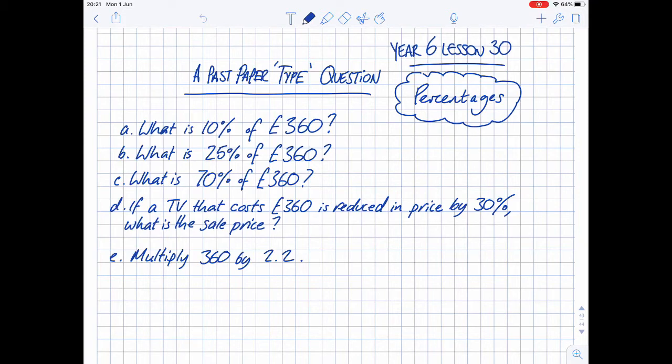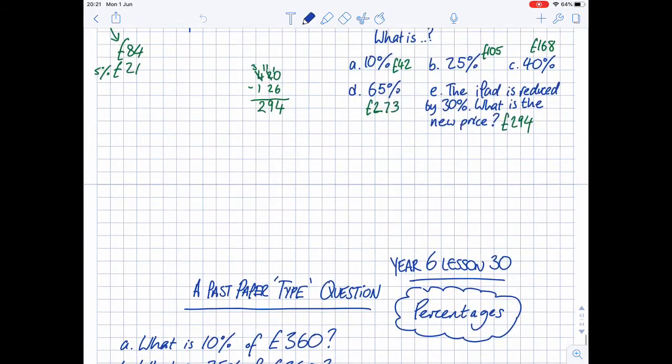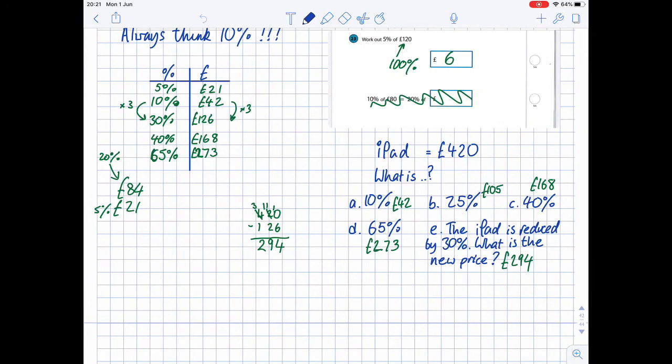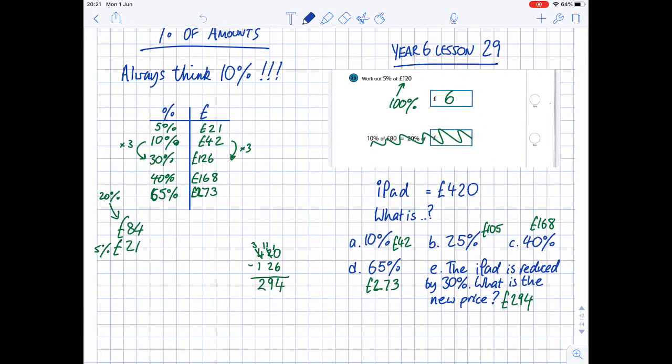So your past paper type question, again, these are the sort of problems and questions that come up regularly. Some percentages questions, and if we go back to the previous lesson, remember what I said, always think in terms of 10%. Even if the question isn't asking you 10%, work out 10% first, because it's a stepping stone, it's a launch pad to all the other percentages. And remember that table where I've got the percentage and the pounds, so however much you're working with, so for this example it was £420, so 100% is all of it, isn't it? So no matter what the question's asking you, you work out 10% first.